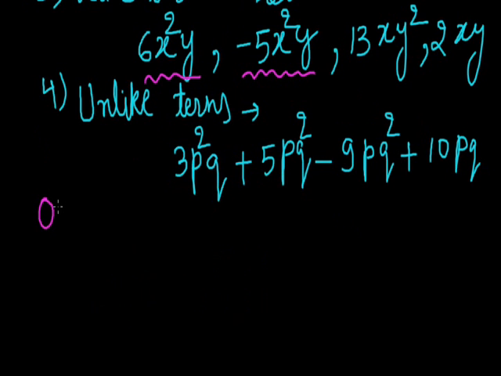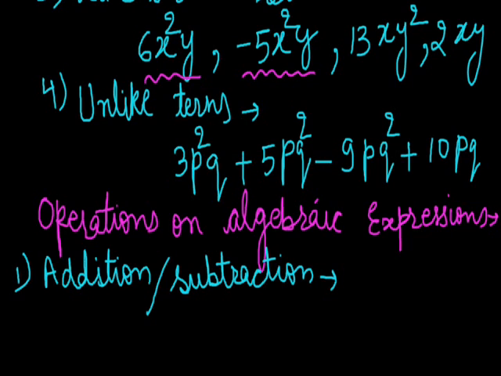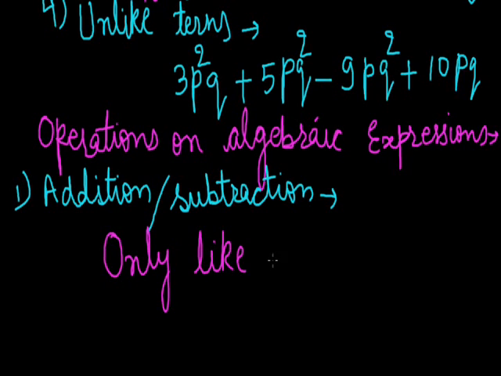Now about the operations which can be carried out on algebraic expressions. First of all, let us see addition and subtraction. For adding any two algebraic expressions, first of all we should notice that only like terms can be added or subtracted. Only like terms can be added or subtracted.